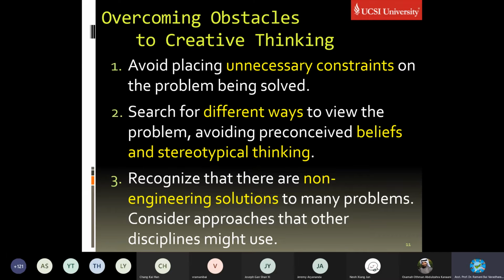And then production companies, some other companies, allied companies, how they come out with a solution. A construction company, or another type of engineering company, how they solve the problem will give you an idea, reframe your idea, give some input to your thinking. That's how you have to have non-engineering solutions. Recognize that there are non-engineering solutions to many problems.